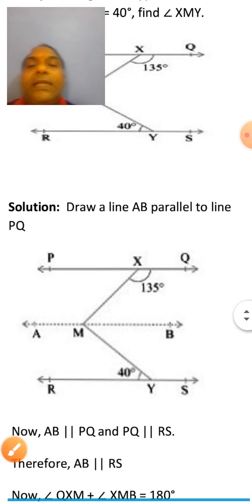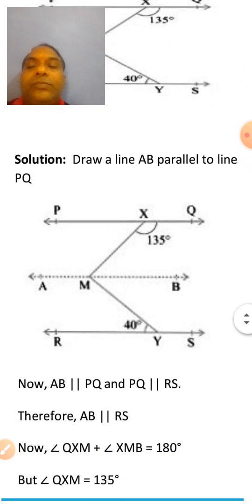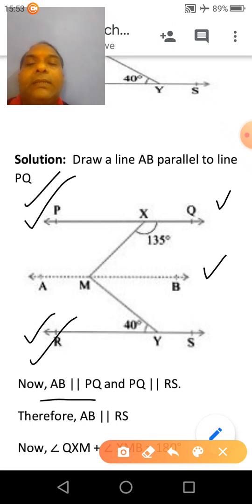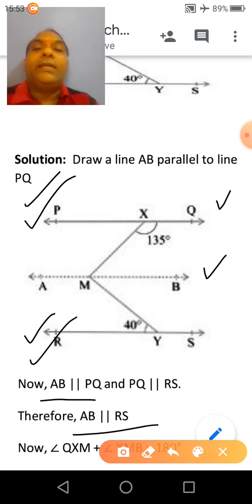So now construct here. See here, AB is parallel to PQ and PQ is parallel to RS. Then AB will also be parallel to RS. Clear? Now AB is parallel to RS. So because PQ and AB are parallel to each other, the sum of this angle and this angle will be 180 degrees. So this angle will be 180 minus 135, which means 45 degrees. Clear?